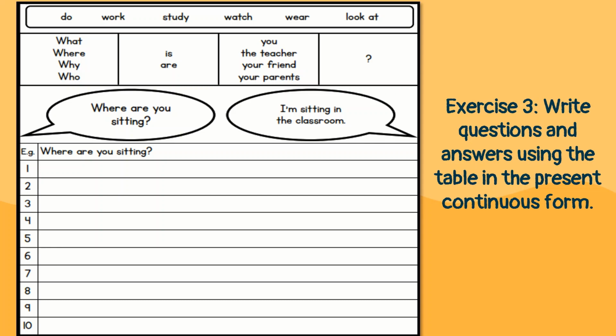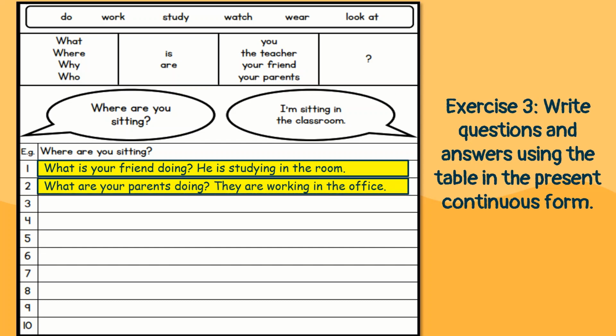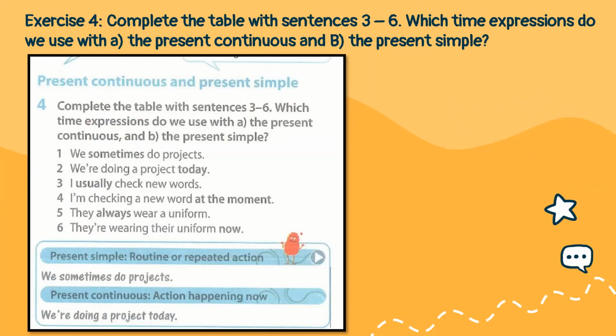Okay. Let's look at exercise example number 1. Where are you sitting? I'm sitting in the classroom. Okay. Example, what is your friend doing? He is studying in the room. Next, what are your parents doing? So here we use are. Okay, kita guna are kerana parents are plural, banyak. Parents are in the second group. So we use they are working in the office. Okay, so you can continue the rest of the questions.